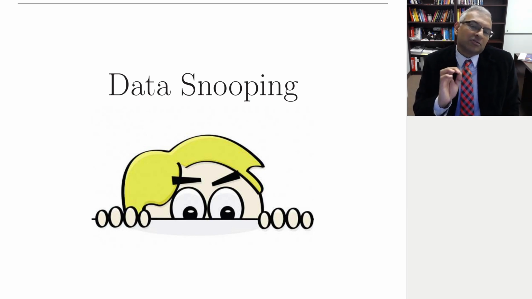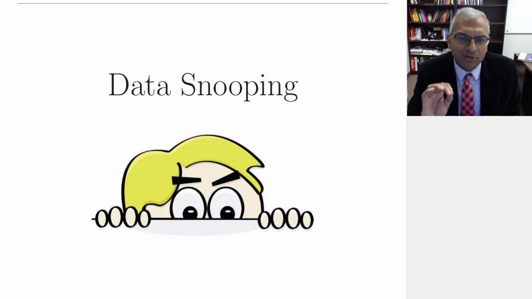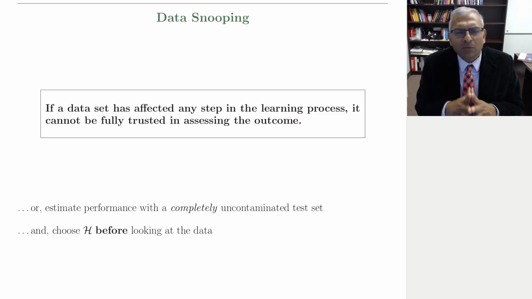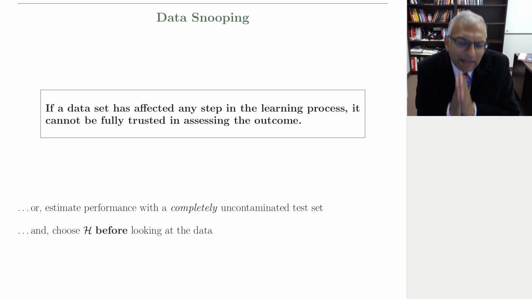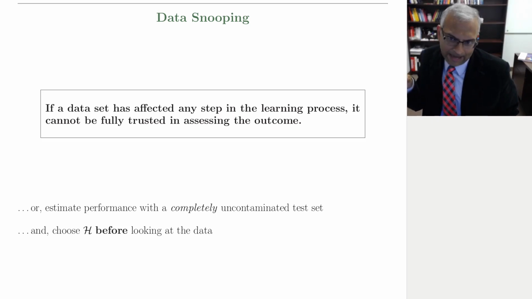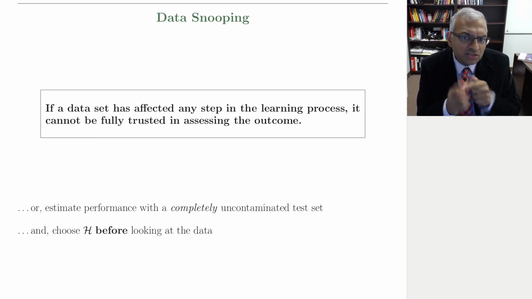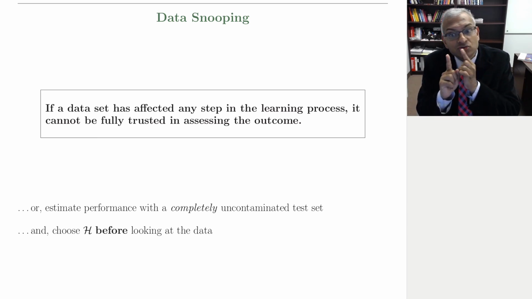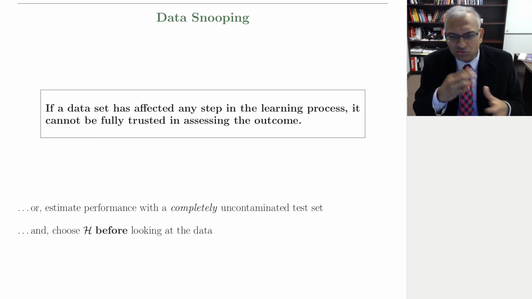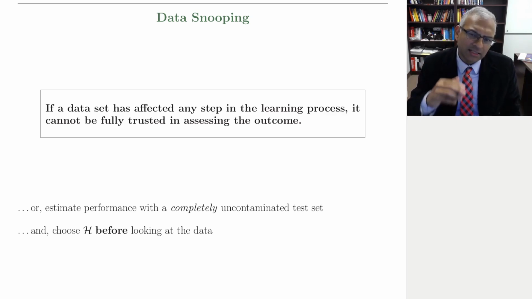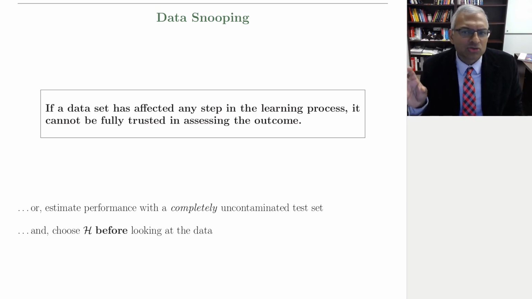Now, let's formulate data snooping in a little bit more precise way. And to do so, we have to re-examine why we have data. Why is data so fundamental to machine learning from data? Data really has two purposes. The first is to learn from. The second is to assess. And data snooping usually occurs when these two get irretrievably mixed together and you think that your assessment is good, but it's not.